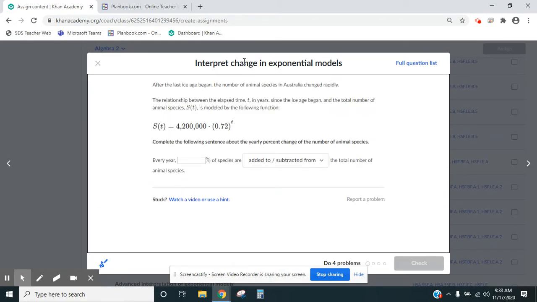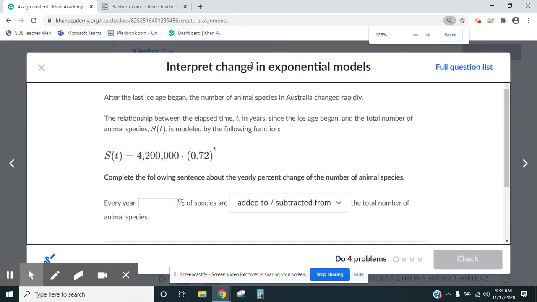All right, first one. Here we go. Interpret change in exponential models. We're going to step away from the algebraic way of thinking about exponents. We're going to think about more of an equation that has exponents. Are you ready for this? It's going to be super awesome. Are you excited? Okay, sweet.